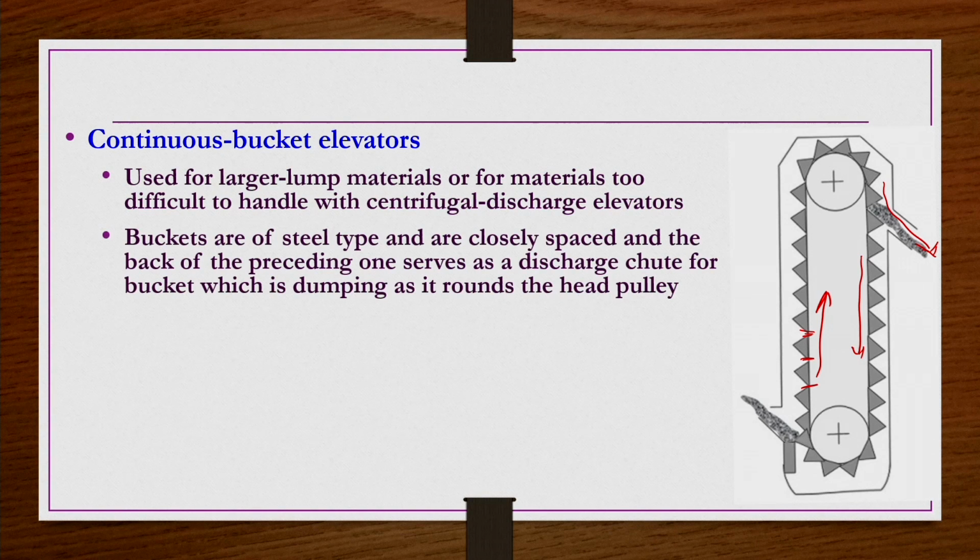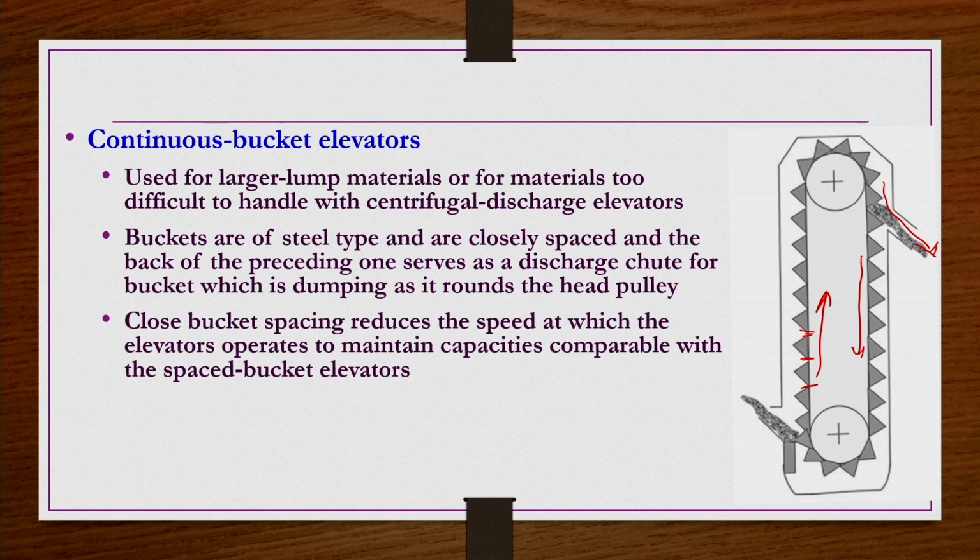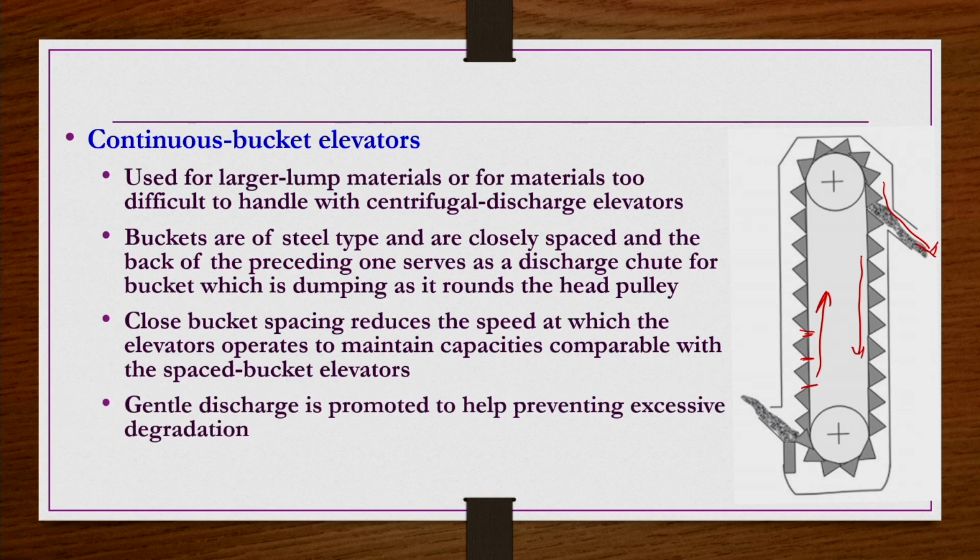The buckets are of steel type and are closely spaced, and the back of the preceding one serves as a discharge chute for the bucket, which is dumping as it rounds the head pulley. Closed bucket spacing reduces the speed at which the elevator operates to maintain capacity comparable with the spaced bucket elevators, and then gentle discharge is promoted to help prevent excessive degradation of the material.